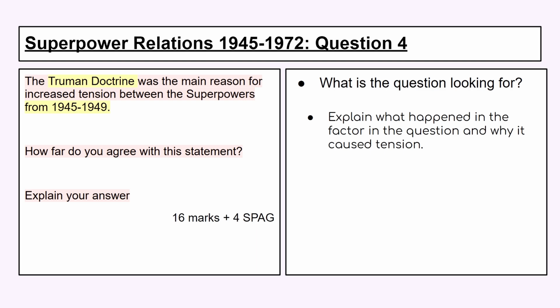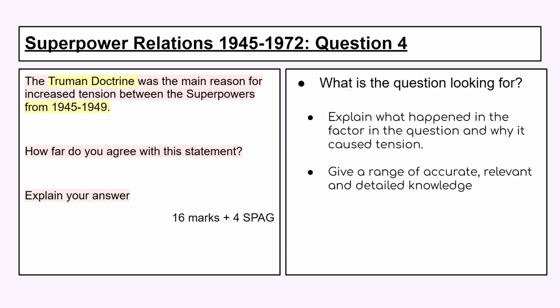So the examiner is looking for the following for a high level 4 answer to get 12 to 16 marks out of 16. First of all, you should be able to explain what happens in the factor in the question and why it caused tension. And that's a key bit here. We need to really be able to talk about the event that they mention, otherwise we can't get high marks. We also always need to be able to talk about tension as well. Why did it make things worse?